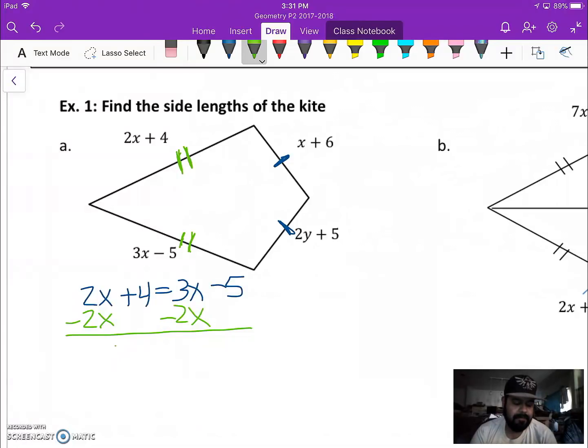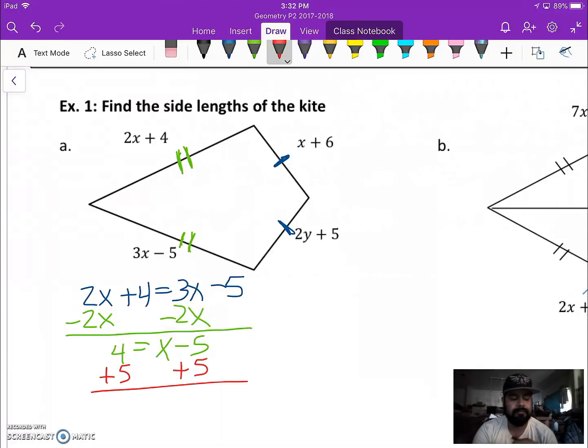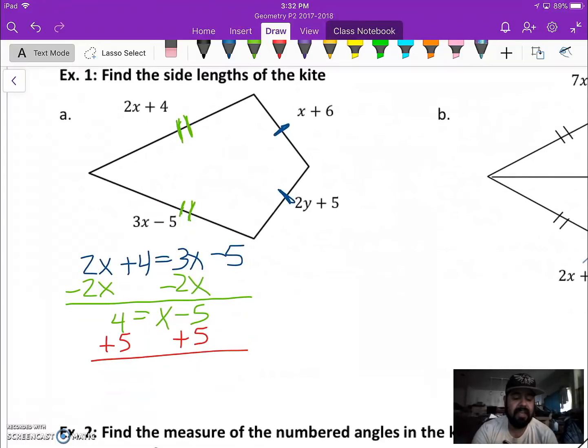So now I have 4 equals x minus 5. And now I need to get that x isolated. So let's add 5 to both sides. So what we will be left with is 9 equals x, or just x equals 9.